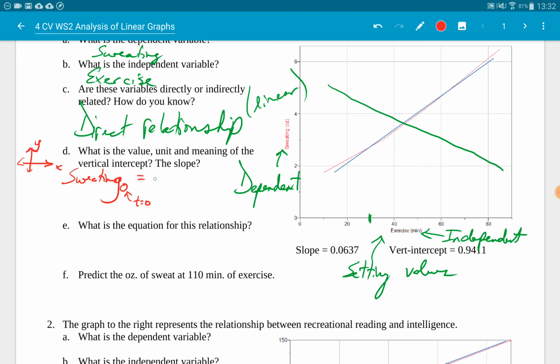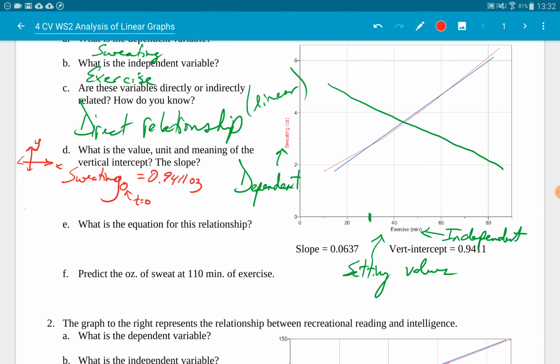Then we can see that the vertical intercept is 0.9411. What units are that? Well, that's in ounces because the amount of sweat is measured in ounces there. Now, what does that mean? That means that if you exercise for 0 minutes, if 0 minutes of exercise, you would still sweat that amount.